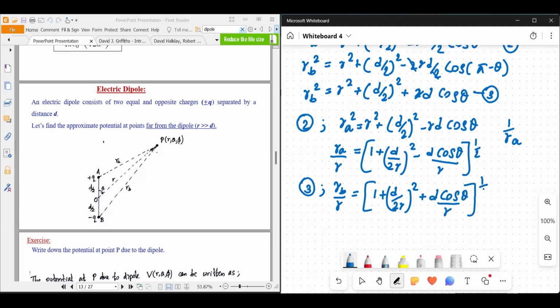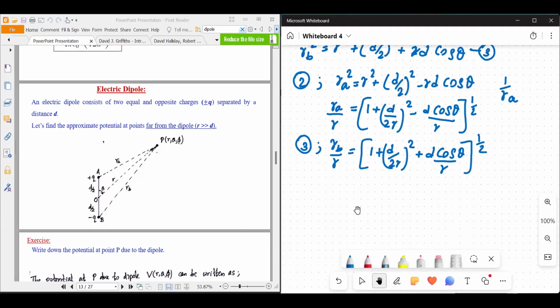Now, we need to calculate the potential at a point that is far from the dipole. Far from the dipole means R is going to be very large relative to D. So, what will happen when R is very large than D? Then this term will reach 0 when R is very large than D.